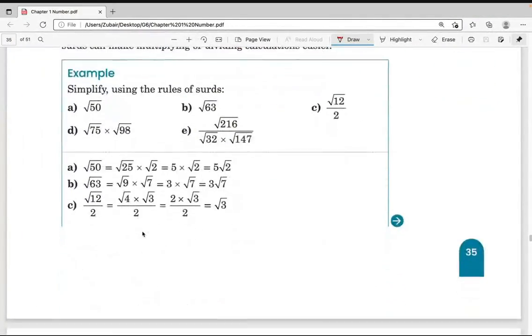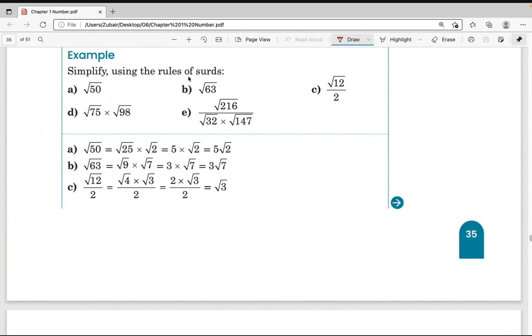So it says simplify using the rules of surds. Square root 50. So 50 is 2 into 25, and 25 is 5 into 5. So square root 50, I can see this pair directly. So may I write 5 square root 2? Yes. Whatever is left, we will multiply it.